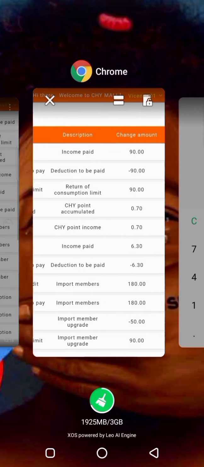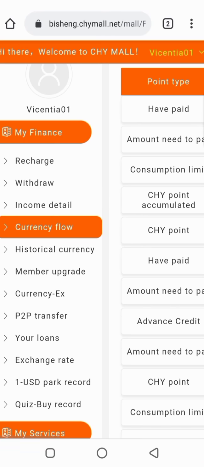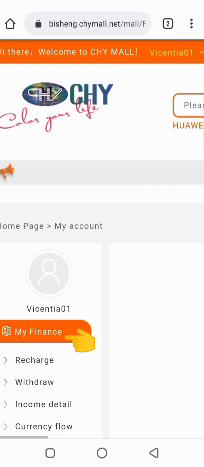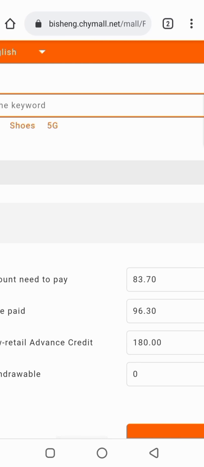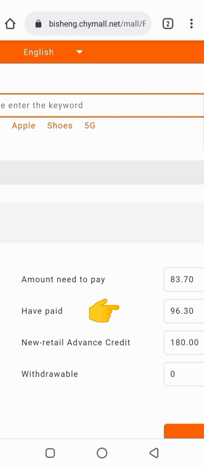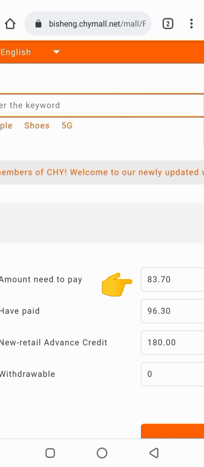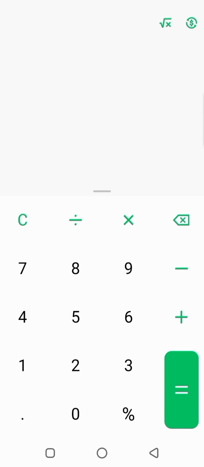If you want to check that, you can tap on your loans. So you can see it here, I've paid 96.30. That's what I have paid. Now the amount needed to pay is 83.70. You know why it's 83.70? Let's work out the calculation here.